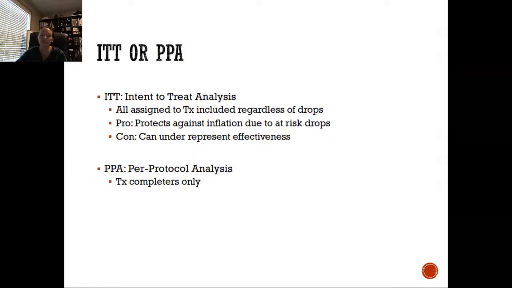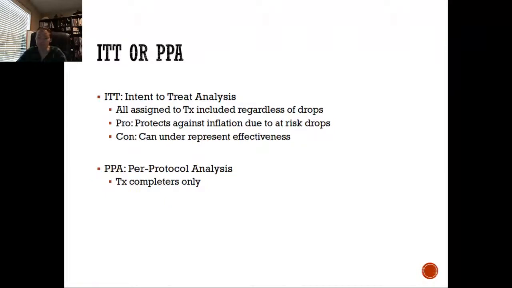The last thing that I want to talk about today is ITT or PPA. This is something that comes up pretty frequently in the literature, and I just want to take some time to make sure that I at least initially talk about it because we'll continue to talk about it for the remainder of the term, but I want to introduce what these two things are if you have not yet encountered these in looking at literature. So ITT is intention to treat analysis, and PPA is per protocol analysis.